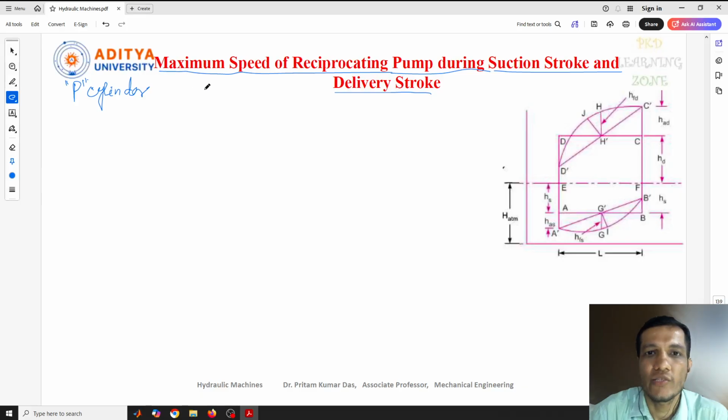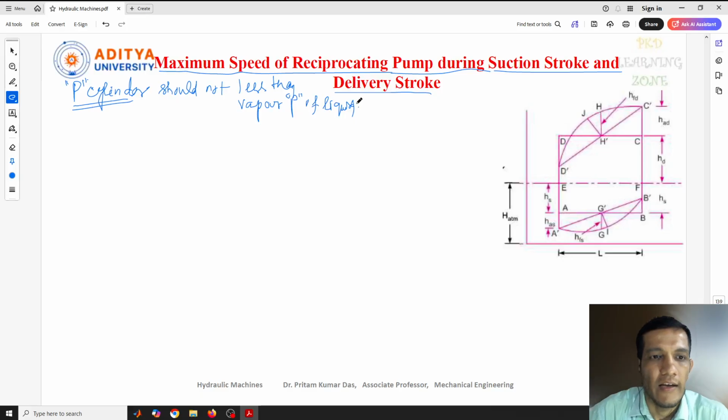So during the suction stroke and during the delivery strokes, this pressure of the cylinder should not be lower than the vapor pressure of the liquid. Okay, that we need to remember. So the pressure which is present in the cylinder, let me write, should not be less than, the first condition, the vapor pressure of liquid. The vapor pressure of liquid. So liquid of what? The liquid which is flowing through the suction pipe and through the delivery pipe.